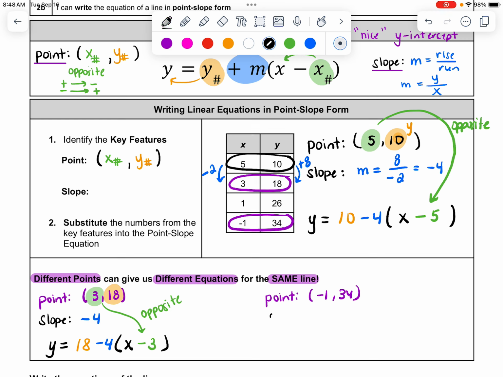My slope would be the same slope. Even though we chose a different starting point, my slope is still -4. And my equation would look like this. y = my y value, which is 34, -4, because that's my slope number, (x, and then my x number. Now remember, my x number has to be the opposite of the number I wrote down. So if this is a -1, the opposite would be +1.